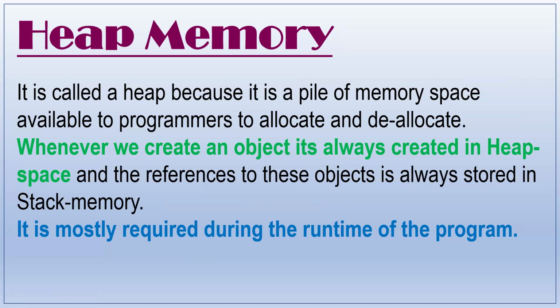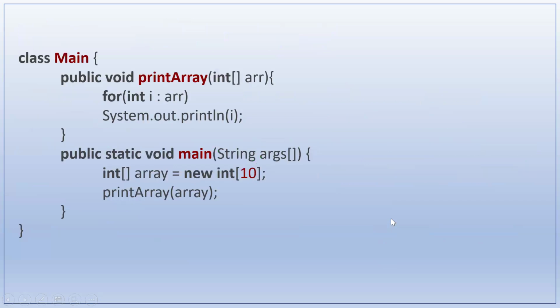Whenever we create an object, it's always created in the heap space. Mainly we create the object with the help of the new keyword, and the references to these objects, which we are creating in the heap, are always stored in the stack memory. So it is mostly required during the runtime of the program. Okay, so this is heap memory. Now we will see the practical thing.